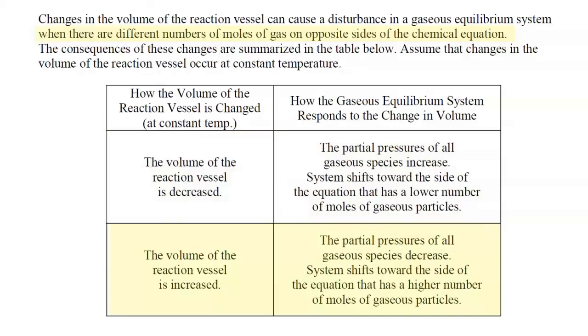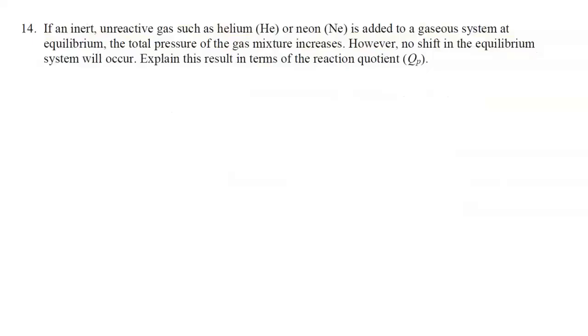And if you go the other way, if the volume of the reaction vessel is increased, the partial pressures of all gaseous species will decrease, and the system will shift, if it can, toward the side of the equation that has a higher number of moles of gaseous particles. So it's going to try to respond to that stress by, if it can, increasing the total pressure inside the reaction vessel.